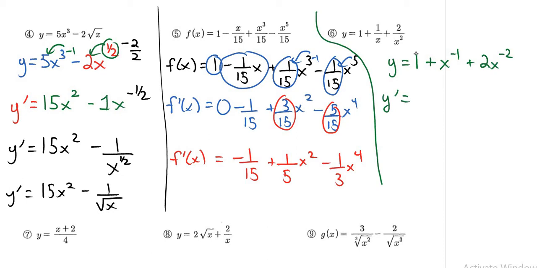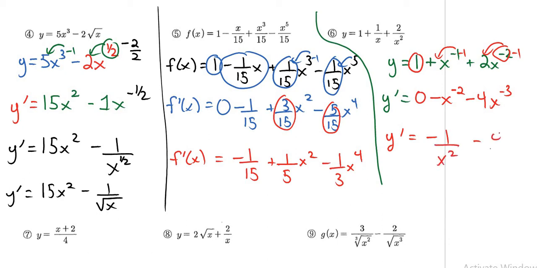All right, well, the derivative of a constant is 0. And then for the next term, the -1 will go in front, giving me a -x to the power of -2, because I need to subtract 1 on the power. And then on the last term, it would be -2 times 2, which is -4x, and then -1 there would be -3. So if I clean that up, I would get -1 over x squared minus 4 over x cubed.